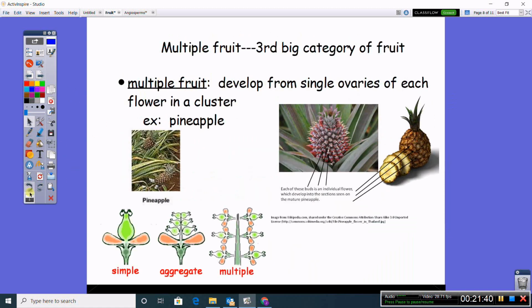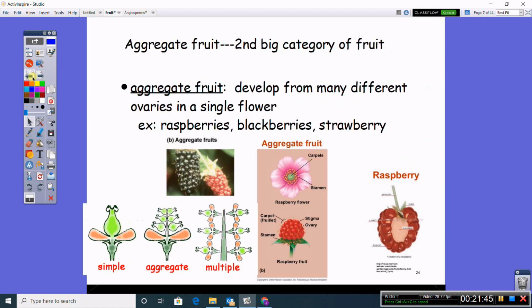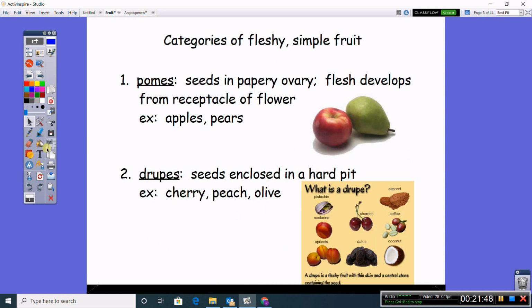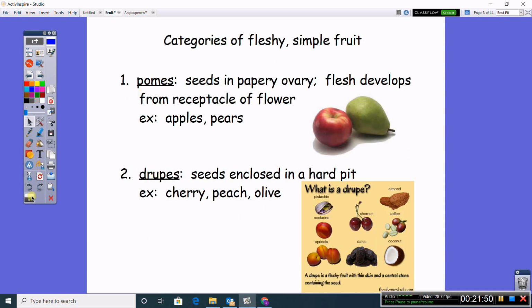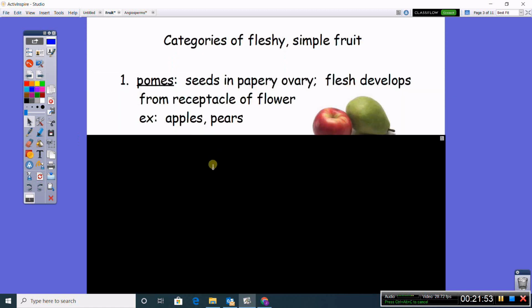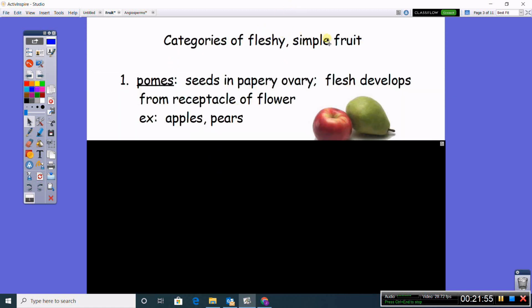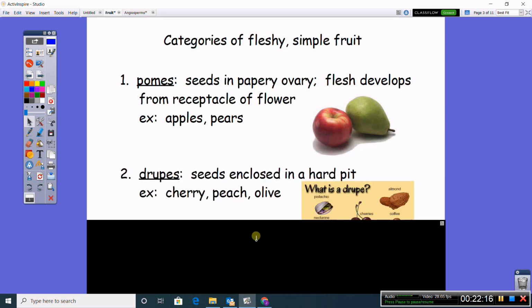So first up, oh, sorry guys. First up are our pomes. So notice what it says at the top. These are categories of fleshy, simple fruit. So pomes have seeds in a papery ovary, meaning it's got kind of a papery texture to it. The flesh develops from the receptacle of the flower, and examples are apples and pears. So that might just be memorization for now, that you know that apples and pears are pomes.